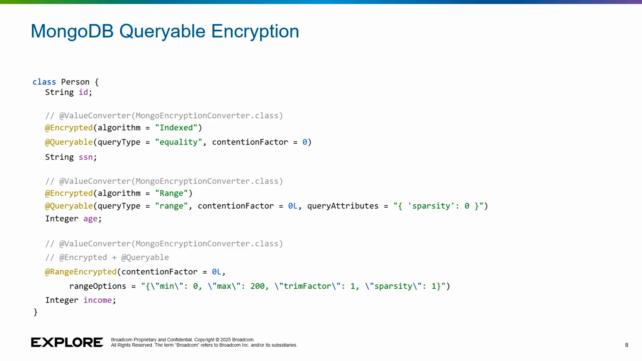This basically will encrypt the SSN field, still allow you to query it on equality, and so forth. The age is encrypted, but now you can query it through a range. And so you can see, nothing's free, right? You have to set this up ahead of time. So you're going to encrypt your data, but if you want to query it, you have to also specify how you're going to query it.